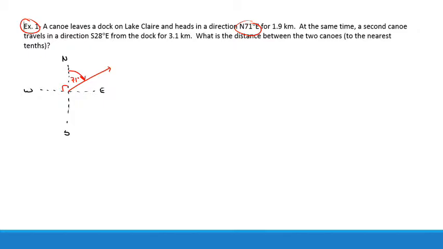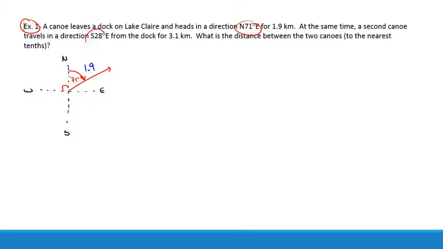Now, when you do that, remember, we don't need scale. We don't need to have it perfect. I'm not breaking a protractor out and measuring these things. We have to have the right numbers, though, and be in the right direction. Okay, and we traveled that for 1.9 kilometers.